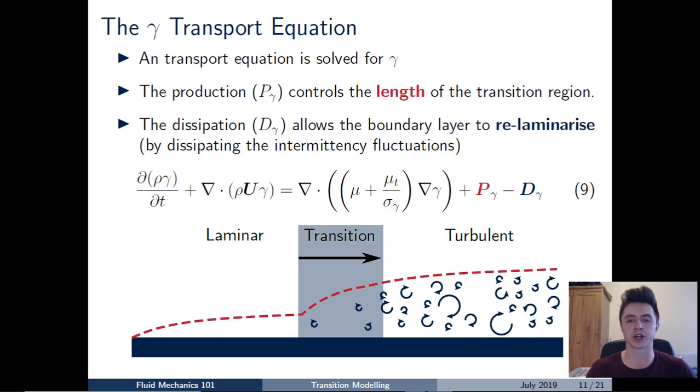And then by the end of the transition region, we expect the value of gamma to have saturated at a value of 1. And there's an additional dissipation term there which you can also see, which if our value of gamma is 1, perhaps in a fully turbulent boundary layer, and we're having a re-laminarizing process, then we expect the value of the dissipation to decrease. So the value of D there allows the boundary layer to re-laminarize under appropriate conditions. But I'm not going to go into that in too much detail here. Really, I'm just going to focus on the production term and how we switch on the production of intermittency in the transition region.